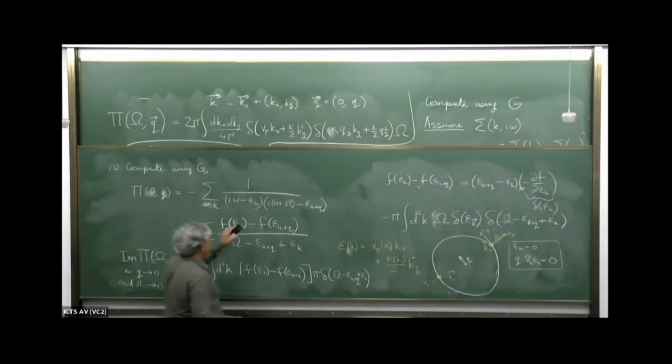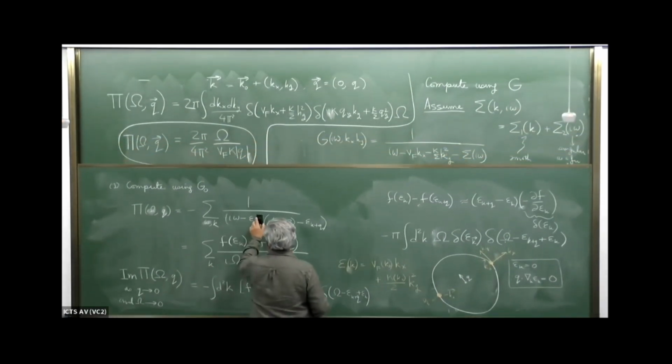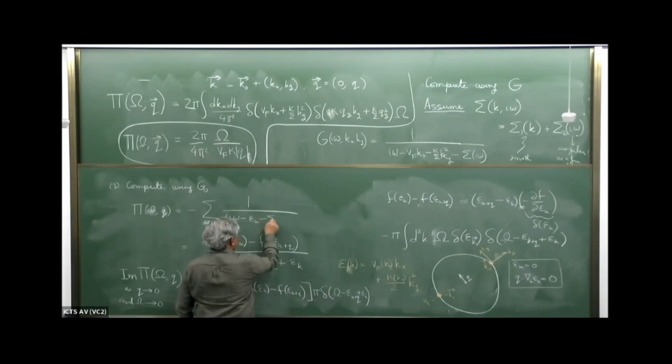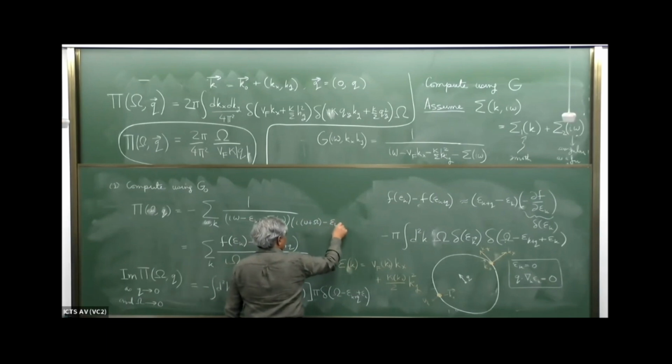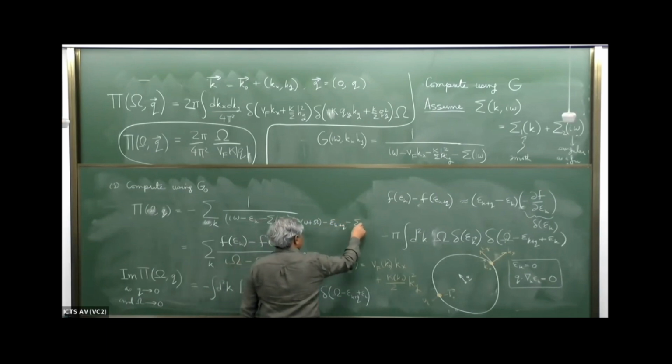I can just make the changes right here. So I can put a sigma of omega, sigma of i omega, an arbitrary function, and E_k will now be whatever that expansion is, i omega plus omega minus E_{k+Q} minus sigma of i omega plus omega.